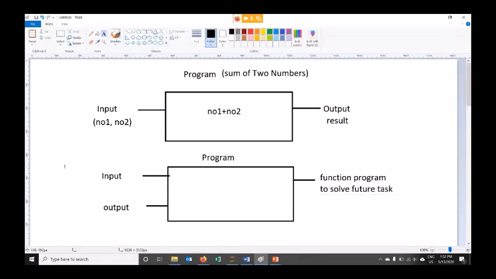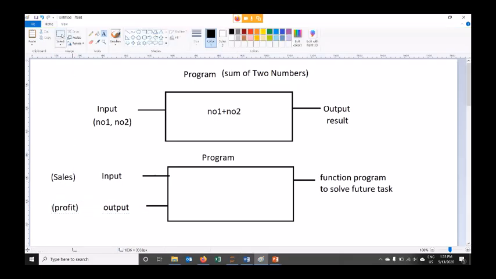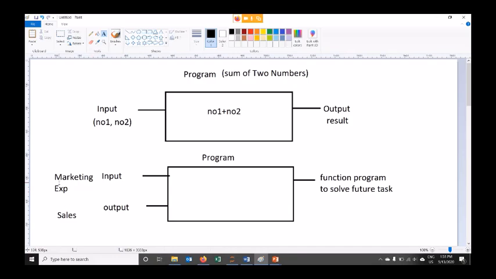For example, suppose I have some inputs, like sales data with me, and the output I am expecting is my profit. Vice versa, you can say we have marketing expense as well as sales. We have both options which we can take. Let me take marketing expense versus sales. So I'll take marketing expense as input and sales as output.